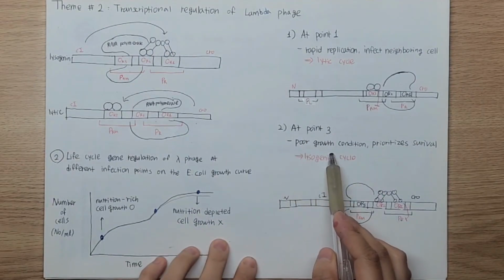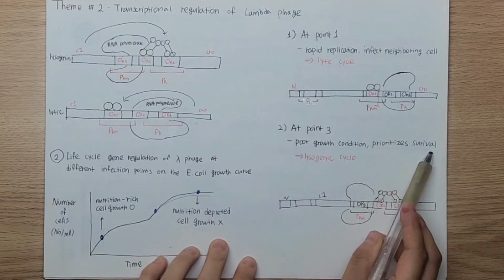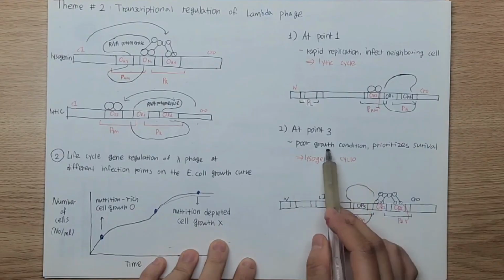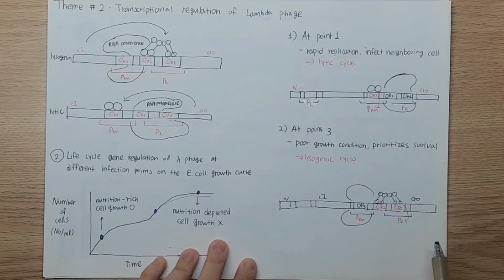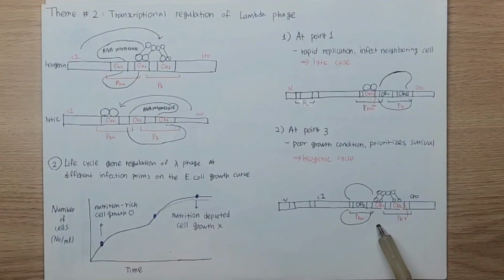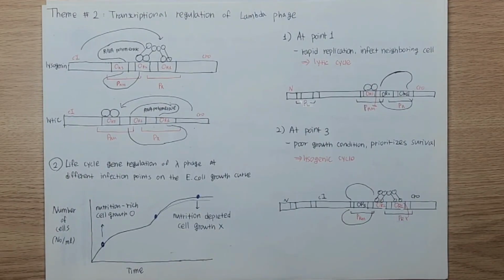At point 3, with poor growth conditions, the phage prioritizes survival and integrates its DNA into the host genome, leading to the lysogenic cycle. C1 represses PR and PL while activating PRM, establishing lysogeny. Here, C1 binds to operator 1 and operator 2, represses lytic promoters, and allows RNA polymerase to transcribe from PRM. Through this process, lambda phage infection and host cell life cycle gene regulation are coordinated, enabling the phage to implement an optimal survival strategy.